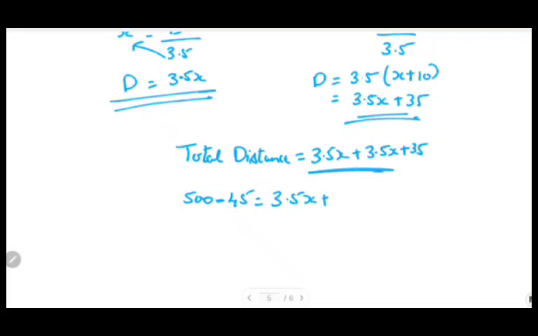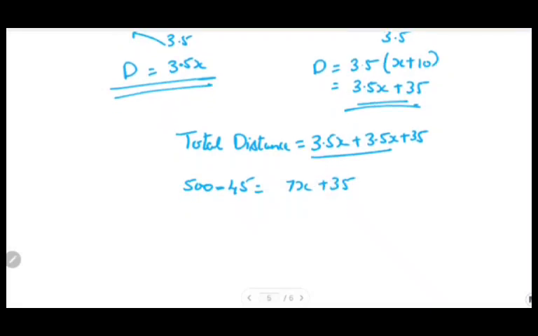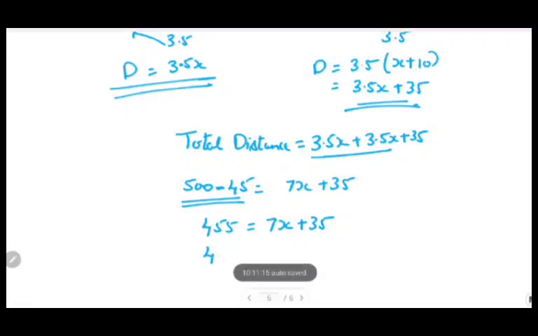So 3.5x plus 3.5x makes it 7x plus 35. Alright children, I'll subtract this 45. 500 minus 45 gives me 455, which is equal to 7x plus 35. 455 minus 35 is equal to 7x.